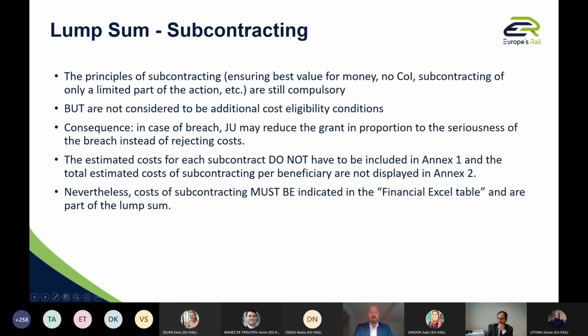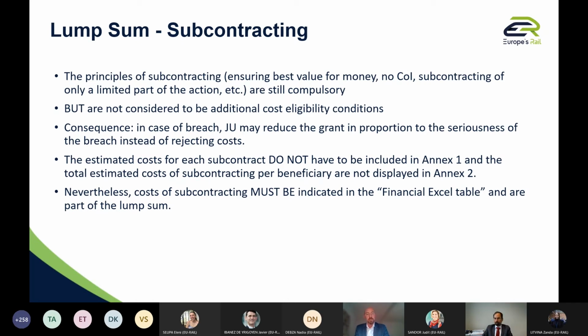So for subcontracting, we have prepared a slide dedicated to that because we know it's an interesting and important topic. So the principles of subcontracting, as I said before, are ensuring the best value for money, no conflict of interest, and subcontracting of only a limited part of the action. This is to answer as well the question of the percentage that was asked before, and Valerie already answered correctly, of course. So it's a limited part of the action. But these are not considered to be additional cost eligibility conditions. So, as a consequence, in case of breach, the granting authority may reduce the grant in proportion to the seriousness of the breach instead of rejecting costs like this.